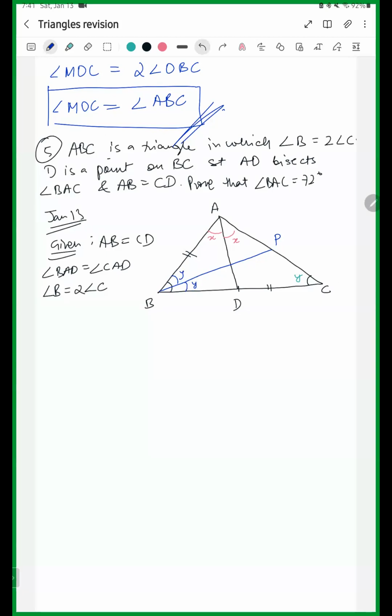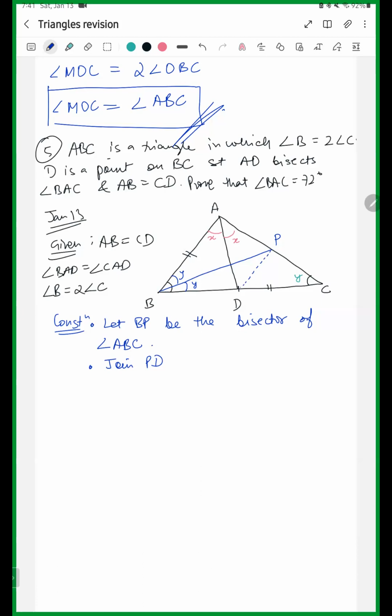Construction: let BP be the bisector of angle ABC. Now we need to show that angle BAC is 72 degrees. So one more thing we need to do here: we have to join PD.